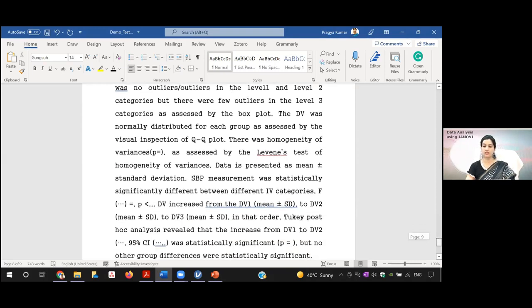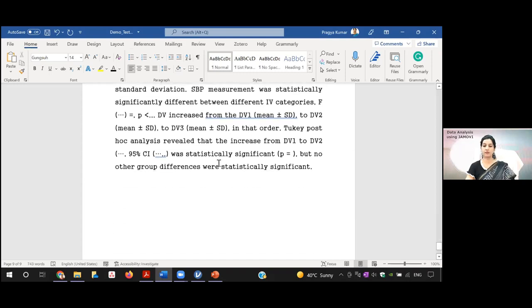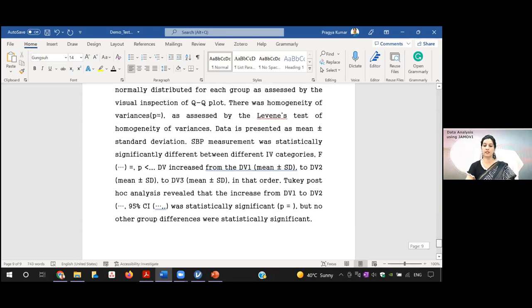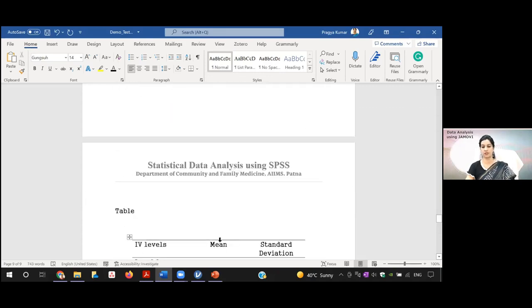as assessed by Levene's test of homogeneity of variance. And then you have to give the mean and standard deviation. So data is presented as mean plus minus standard deviation. And you can write this regarding all these three, like DBP, SBP, or whatever variable you take. And then if the post hoc is significant, you can write the post hoc. If it is not significant, you can write that the Tukey post hoc was not significant.